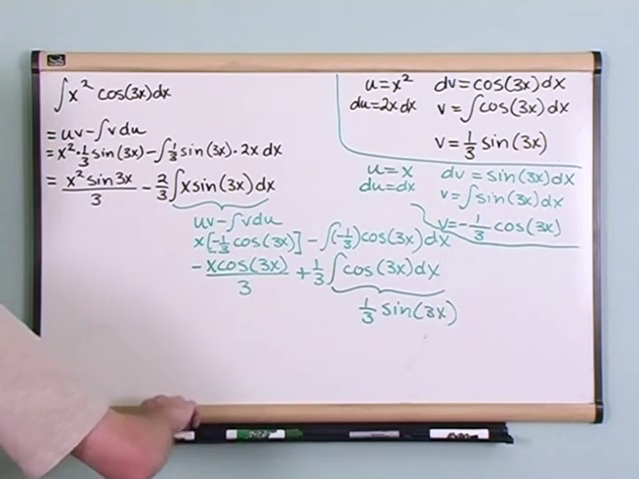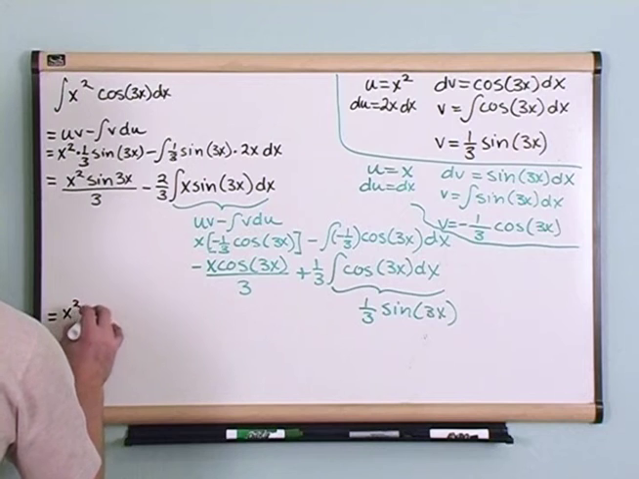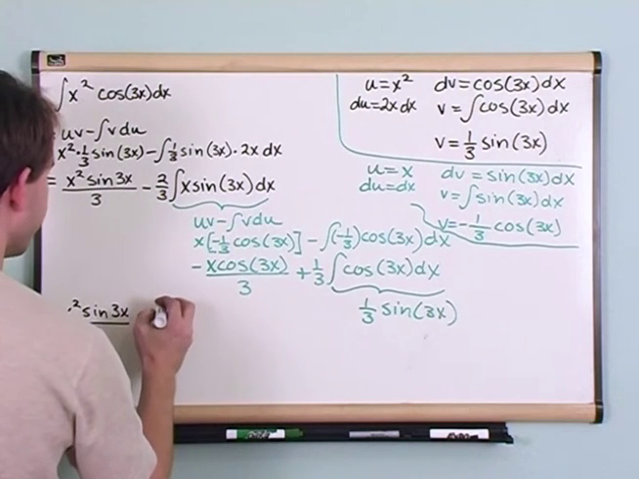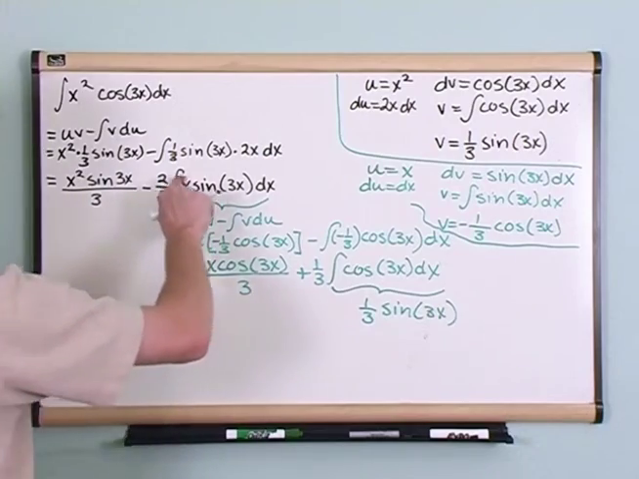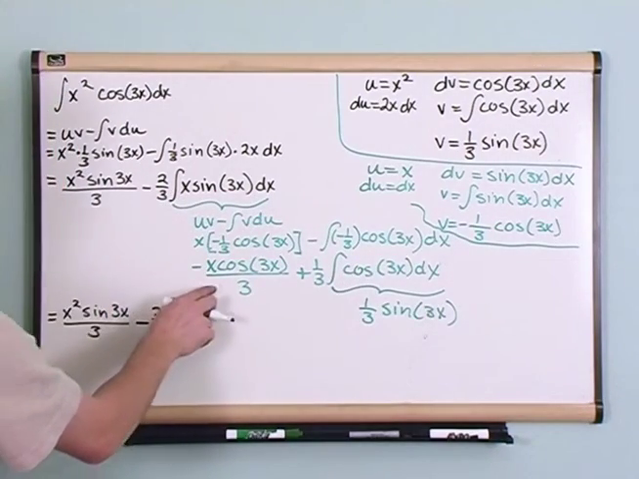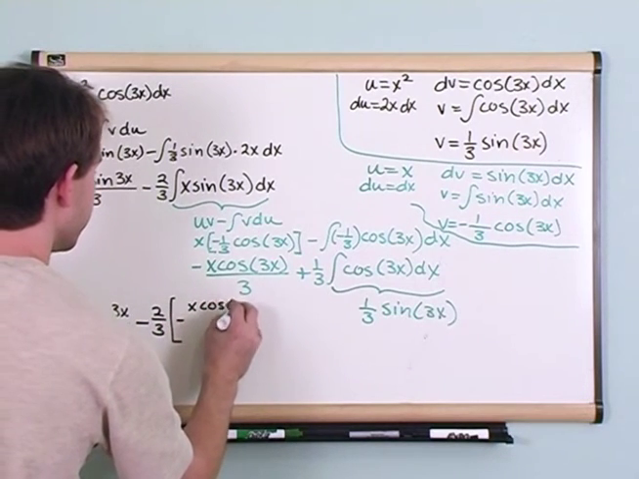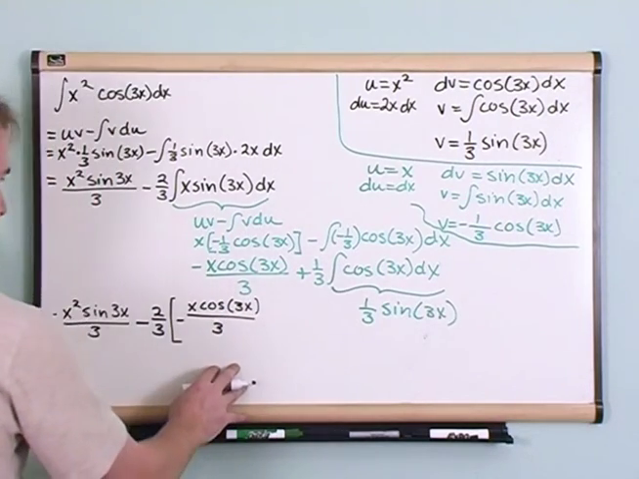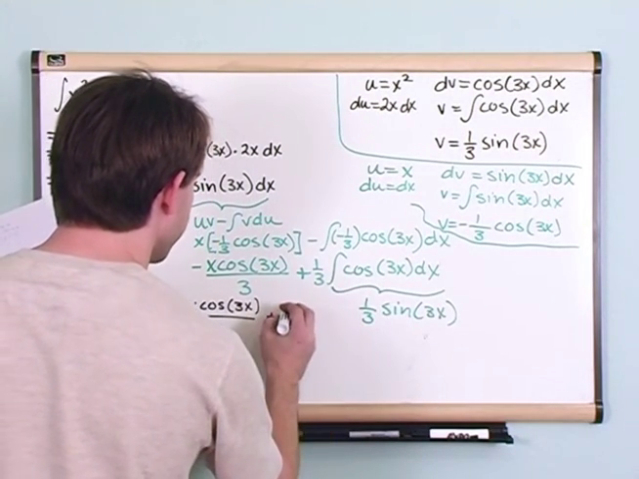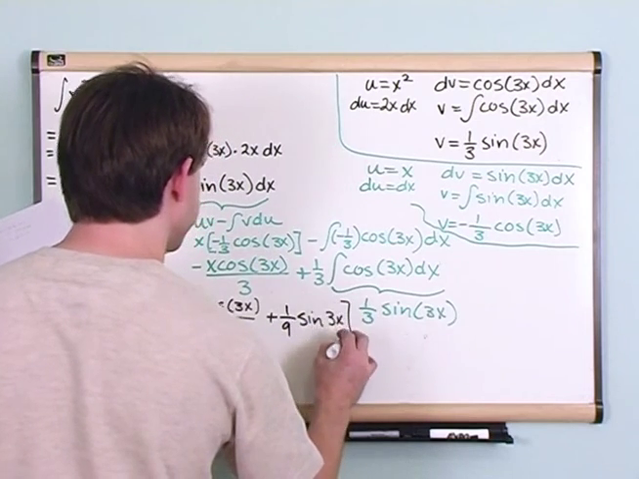So I'm going to switch colors again, and we're going to say the answer is going to be equal to x squared times the sine of 3x over 3, that's this term, minus, you've got this 2/3 hanging out here, don't forget, and the 2/3 is multiplied by this integration, which is everything else. So you've got to put a big bracket here, because everything else that followed was multiplied by 2/3. Inside here, I've got negative x times cosine of 3x over 3, okay, plus, now I have 1/3 times the result of this, which was this. So 1/3 times 1/3 is 1/9. And then the answer here was just the sine of 3x.